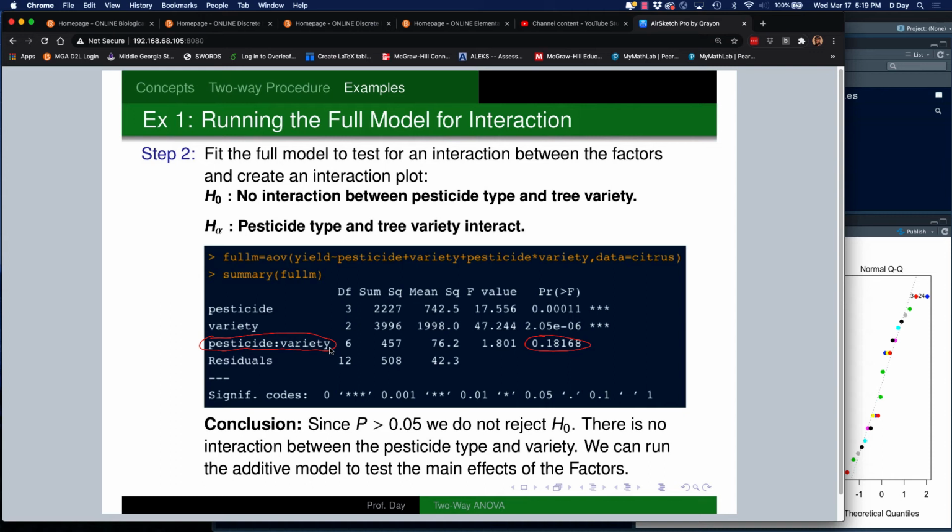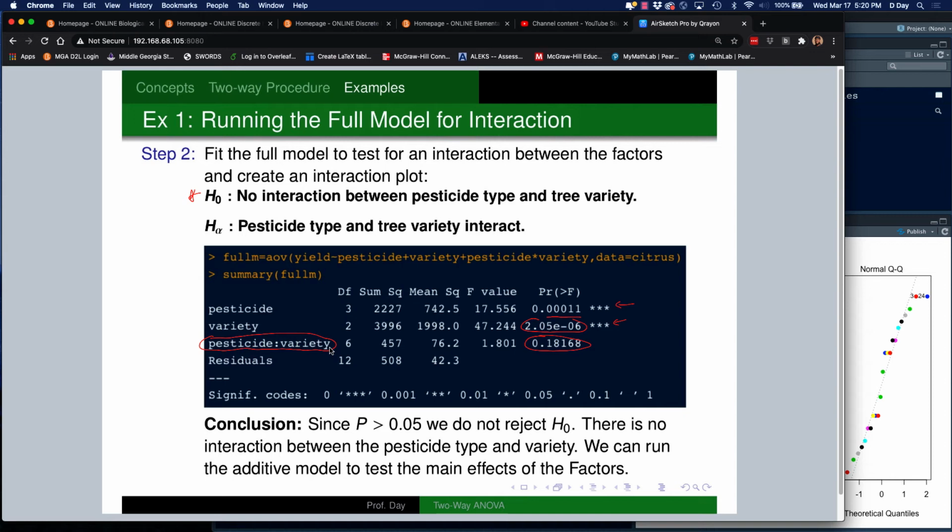There is no interaction between the pesticide type and variety. All right, so we're sticking with what the H0 is claiming. We can run the additive model to test the main effects of the factors. So now we can look at factor A, which is pesticide, separate from factor B, to see if there's any significant results. Based on these two p-values given for those factors up here on the full model ANOVA, notice that this one's 0.00011 and this one's really small, closer to 0 here. So they're both smaller than 0.001.